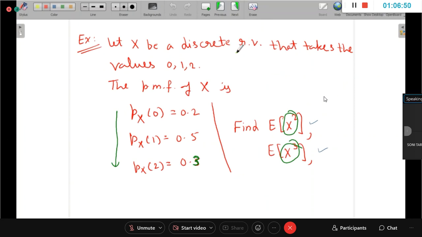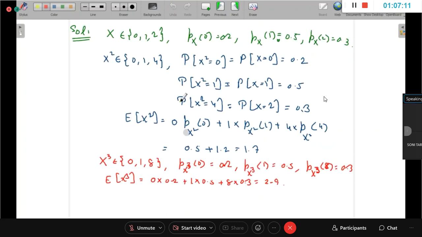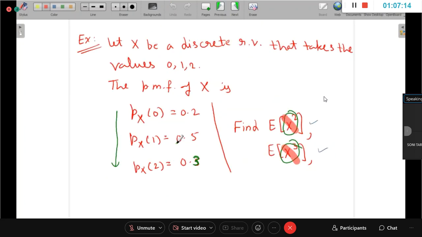So we have already gone through one example. Let x be discrete. I think this is already discussed with respect to the cases x square and x cube in the video that you can refer to. We are going to work in a similar way, right? X belongs to 0, 1, 2. X has the range 0, 1, 2, and the PMF of x is given to you at the values 0, 1, and 2, and you are expecting x square and x cube.